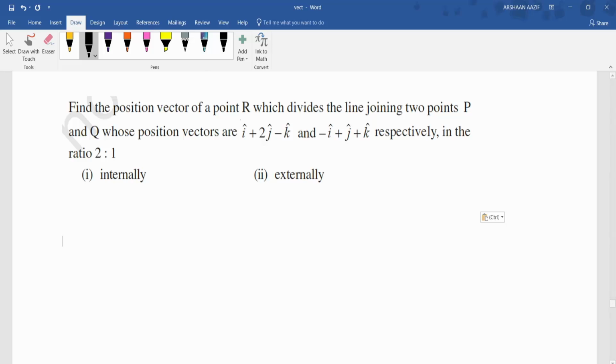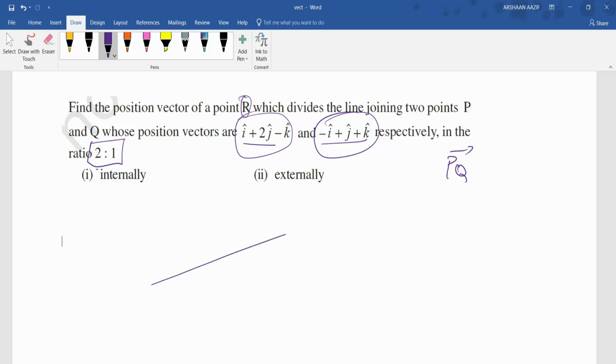Now the next sum: find the position vector of R which divides the line joining two points. This is where we are going to use the section formula. So we have two vectors, P vector and Q vector, the position vectors are given, and we have to divide this in the ratio 2 is to 1 by having a position vector R. So my OQ vector and OP vector, those are the position vectors, and we have to divide it in the ratio 2 is to 1, condition 1 internally and condition 2 externally.